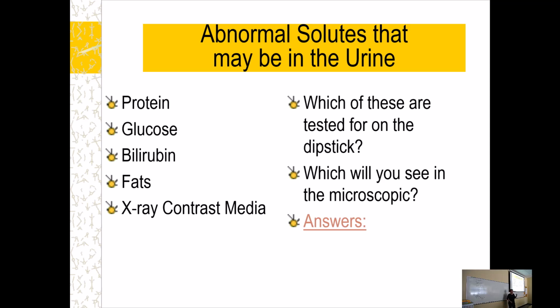Bilirubin. Bilirubin should never be in the urine. It means there's something going on in the body. Fats. We should almost never see fats. When you see fats, you got a big problem. We'll talk about that many lectures from now.